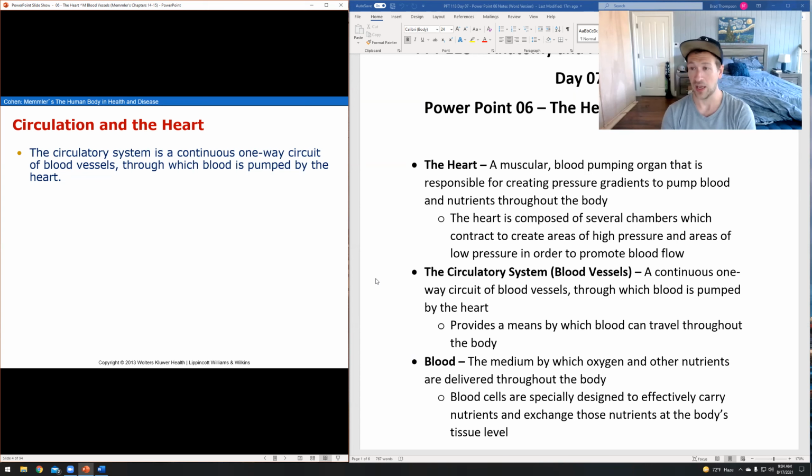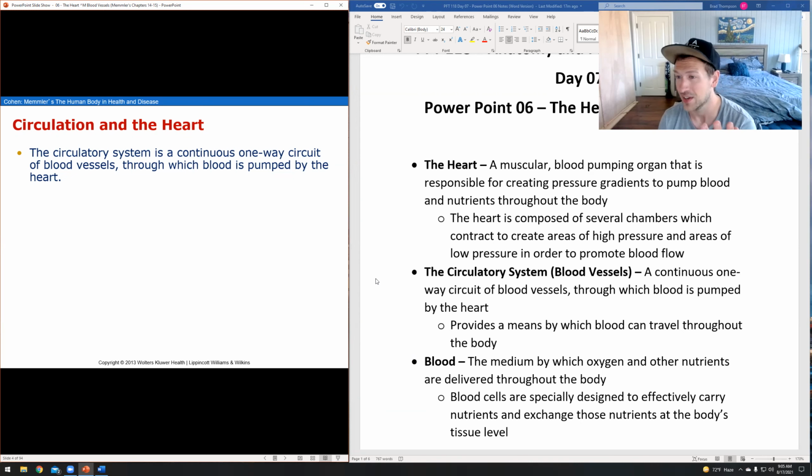So the hollow tubes are our blood vessels, and that's the circulatory portion. Then we also have to have a medium by which to travel everything, and that's our blood. The blood is basically made up of white and red blood cells, but most importantly are the red blood cells in terms of oxygen delivery. I shouldn't say most importantly; it's very important to have an immune system.